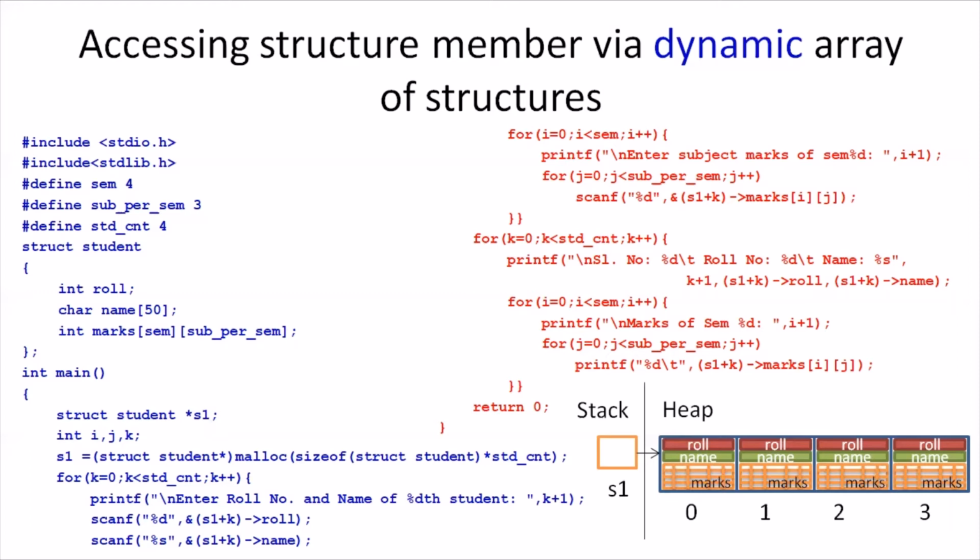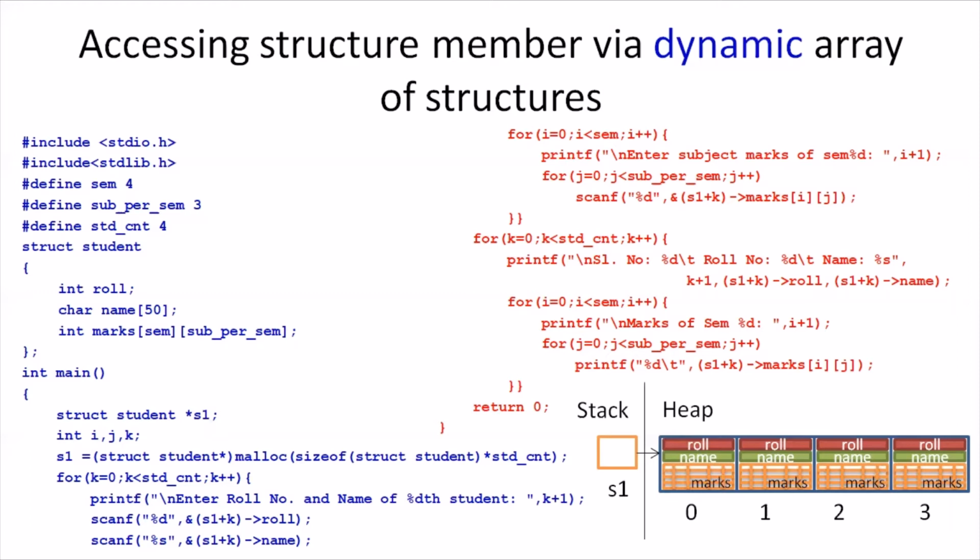Now, in order to store data inside each of these cells of the array of structures, we first run a loop for k equal to 0 to k less than stdcnt. Here, k indicates the cell number of the array of structures where we want to store the data. In order to reach a particular cell in the heap memory, we write s1 + k. Therefore, using pointer arithmetic, we can reach the address of the kth cell of the array.